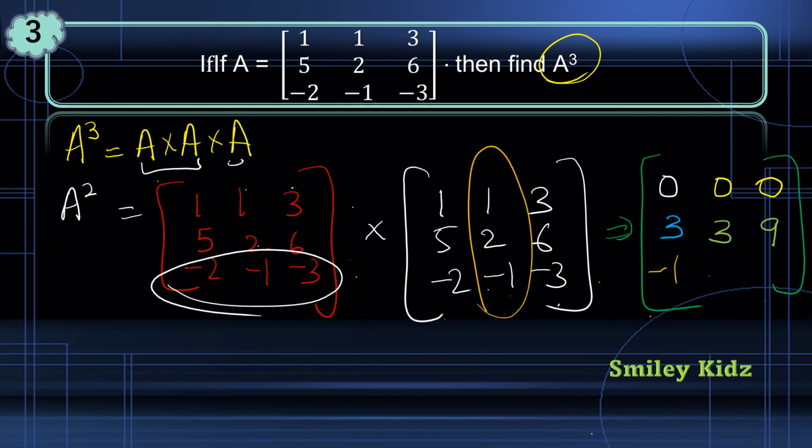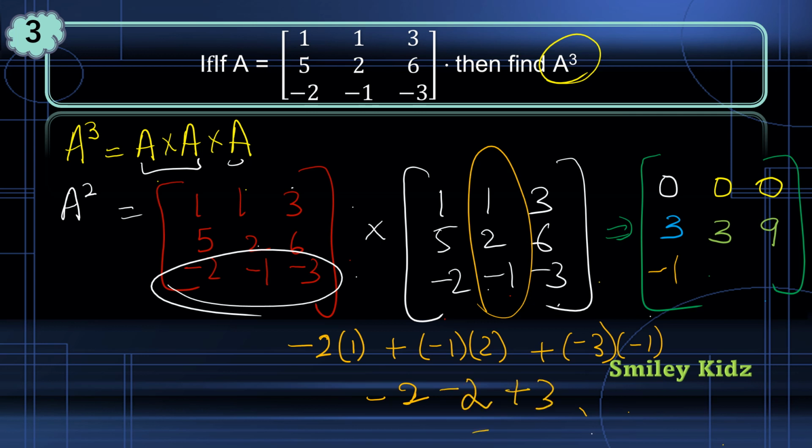Now with the second column, that is minus 2 into 1 plus minus 1 into 2 plus minus 3 into minus 1. Now this is minus 2 minus 2 plus 3, that is minus 1.